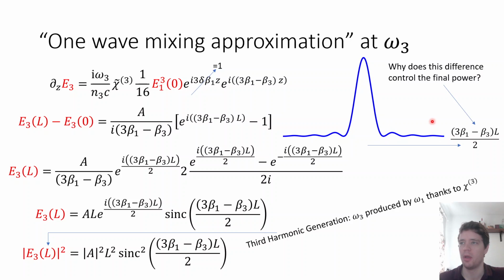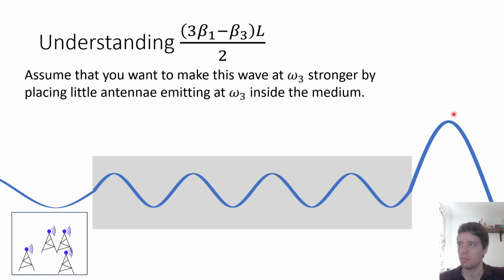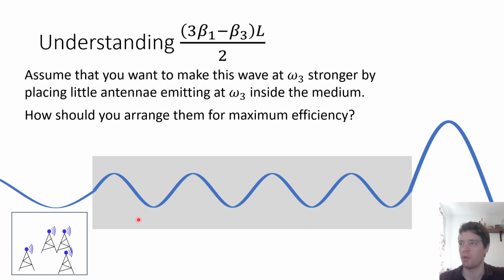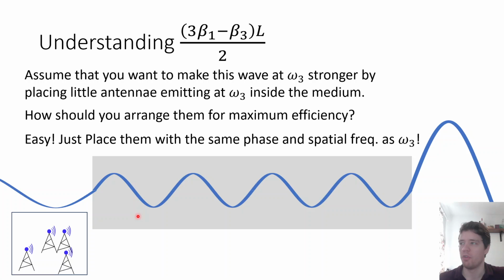Now, it's always nice to observe this mathematically, but I think it's more important to understand physically why this is actually the case. What is this difference in spatial frequency actually doing in order to decrease the efficiency of that power transfer? So to understand this, I think it's helpful to assume that we have a very simplified case where we just have an omega-3 wave that's propagating through the medium. We want to use all these little antennae down here in the box in order to boost the power. So the question is, how should we arrange these in order to get maximum efficiency?